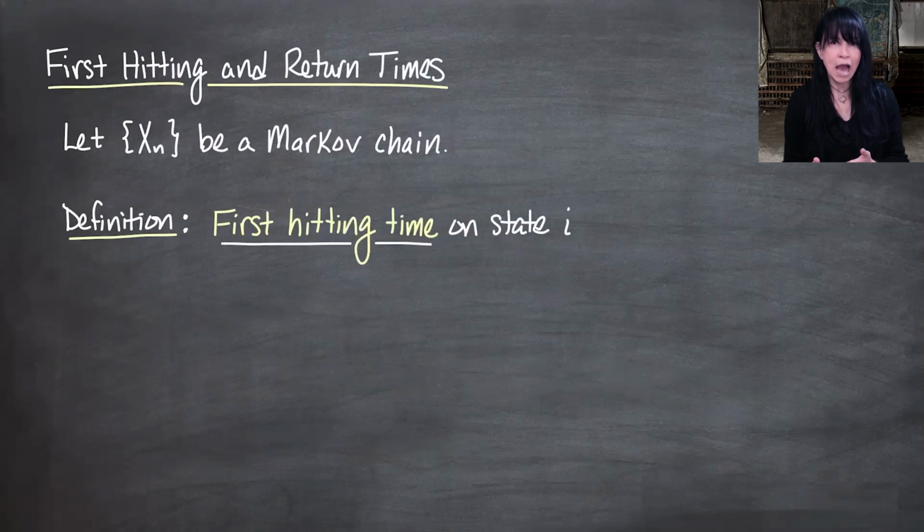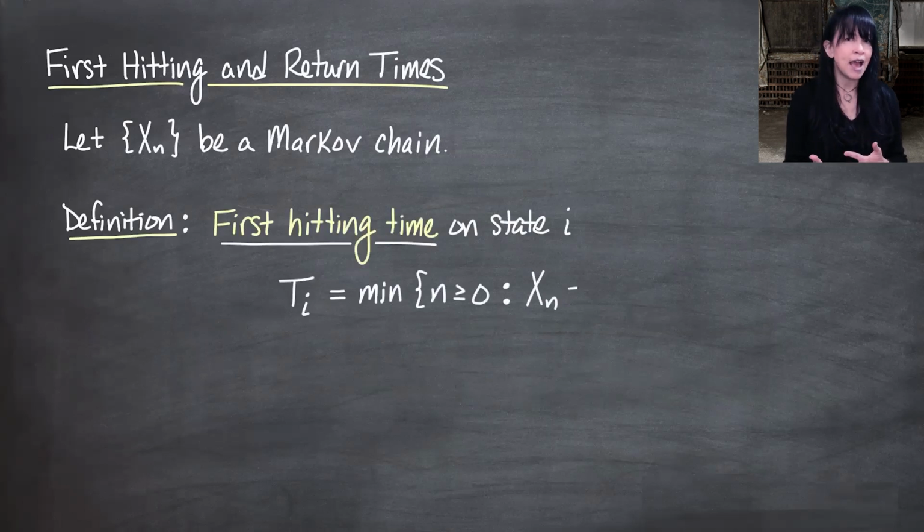I'm going to call this capital T sub I. I'm using a capital letter because this is going to be a random variable. And I'm going to define this to be the minimum of all integers n greater than or equal to 0, such that, in math, this colon in a set is read as "such that", Xn equals I. This is the first time your Markov chain ever hits the state I.